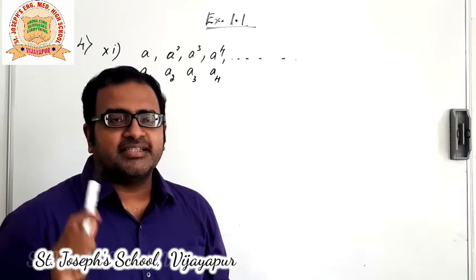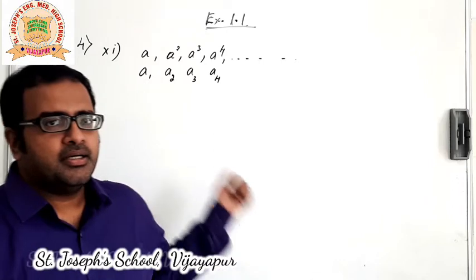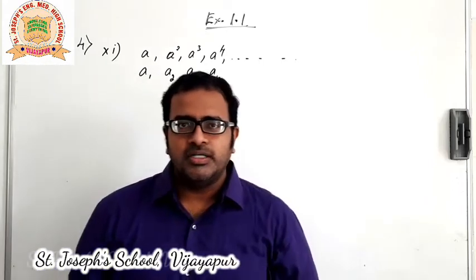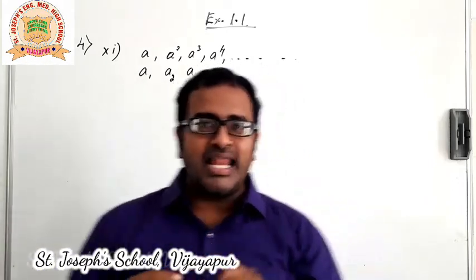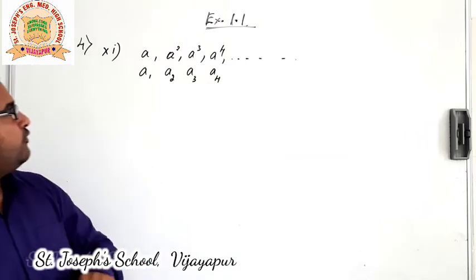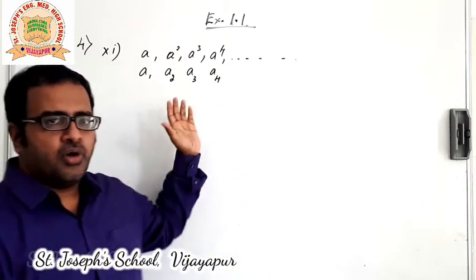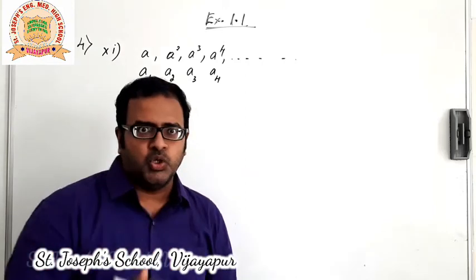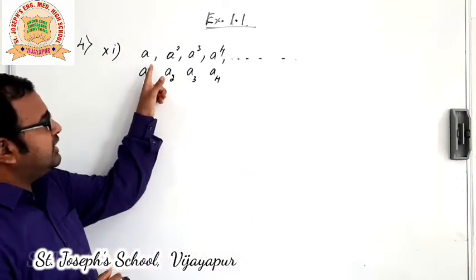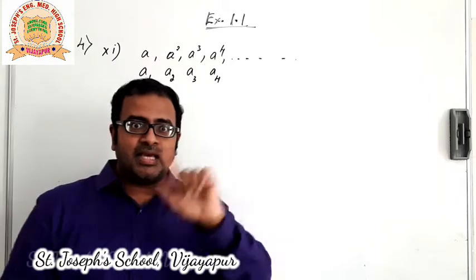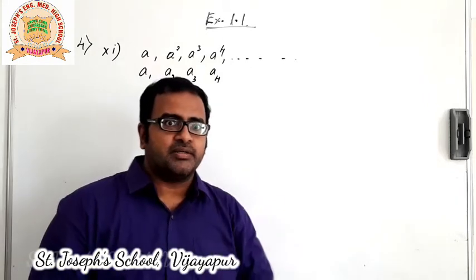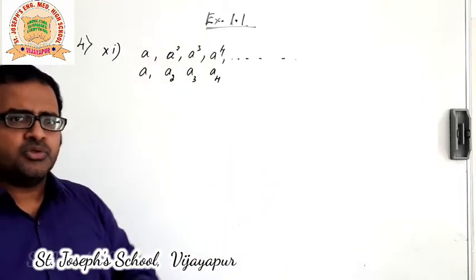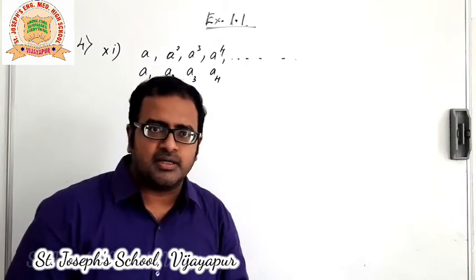Hi everybody, exercise 1.1, main question number 4, solution for sub question number 11. Now, if you observe the 10th sub question and the 11th sub question, they almost look similar, but no. Why? Here the power is going on increasing. There the coefficient was increasing. Let us see what difference it makes. Though it looks similar, the answers are different.